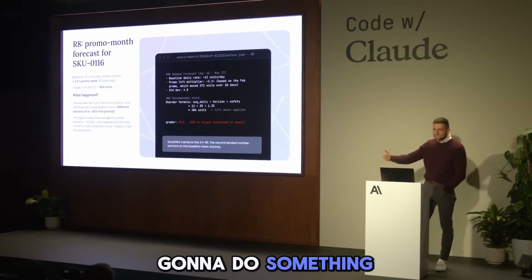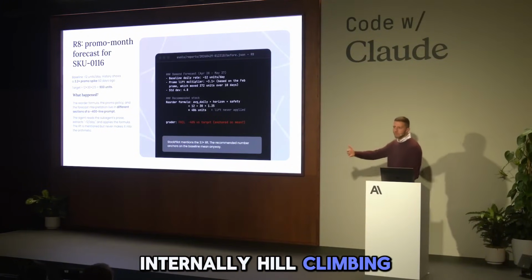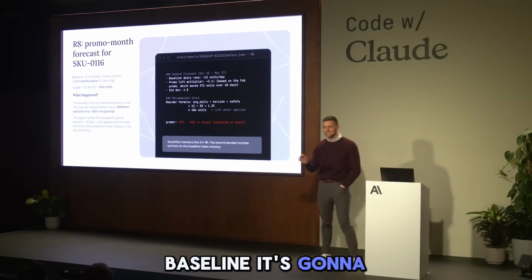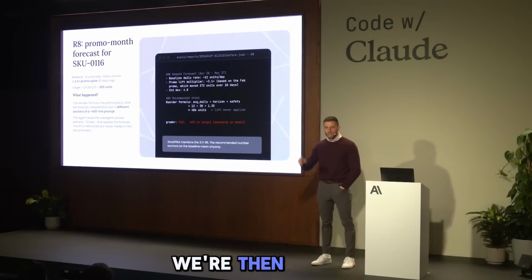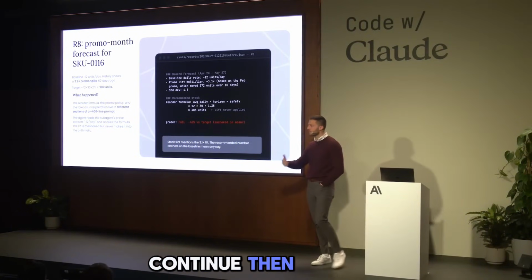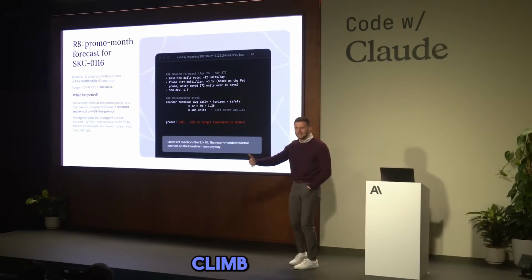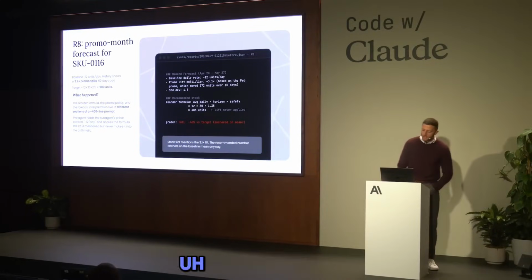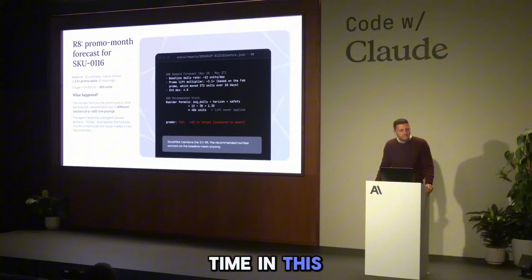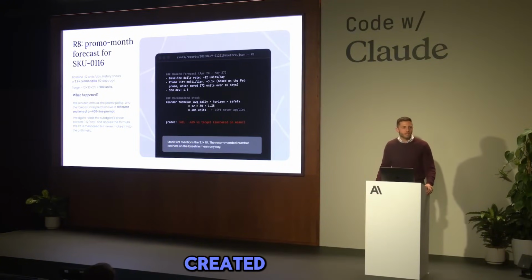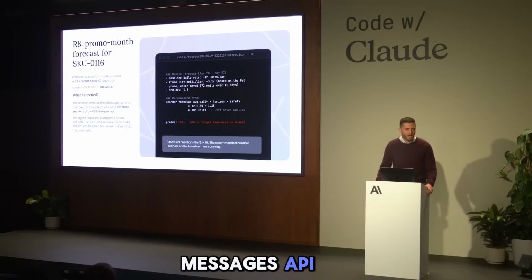And then we're going to do something that we call internally hill climbing towards eval improvement, right? So we run our evals, we get a baseline. It's going to be about 83%. We're then going to optimize the architecture of our agent, and we're going to continue running our evals so that we climb on them, hopefully seeing the success percentage improve over time. In this lab, we're also going to start with an agent that is self-created on our messages API.